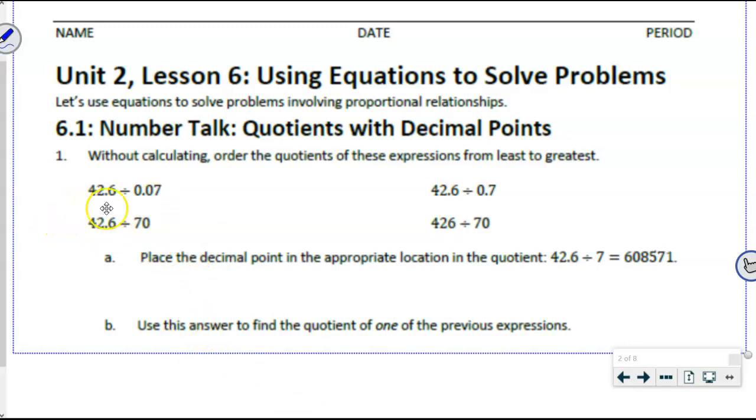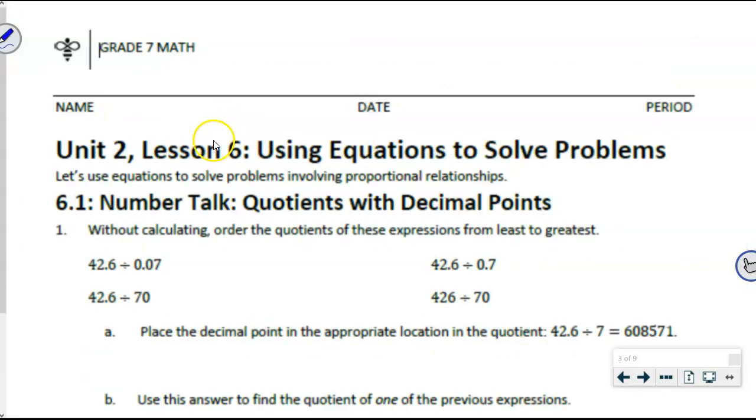So we have 42.6 divided by 0.07, 42.6 divided by 70, 42.6 divided by 0.7, and 426 divided by 70. So look at the relationship between all 4 of those and see if you can order them from least to greatest. After that, we're going to look at the relationship and try to figure out where that decimal is going to go when it's 42.6 divided by 7. Okay, pause the recording. You can't talk about it with anybody if you're watching this video. You're probably alone watching it, but students in class are going to talk about it with their groups. Pause the recording now. Ready, set, go.